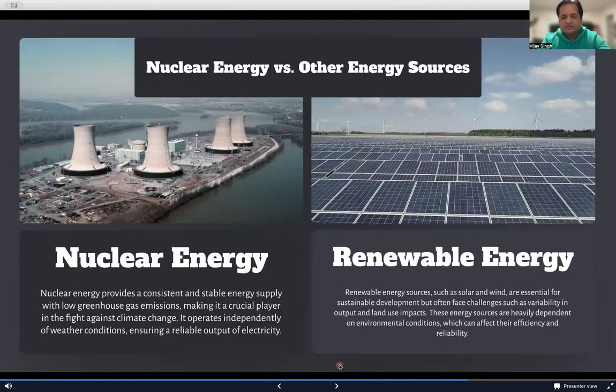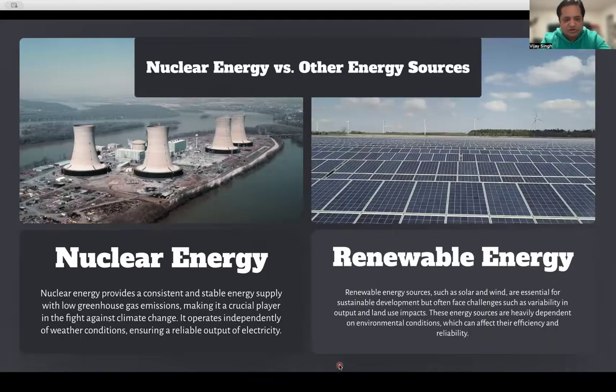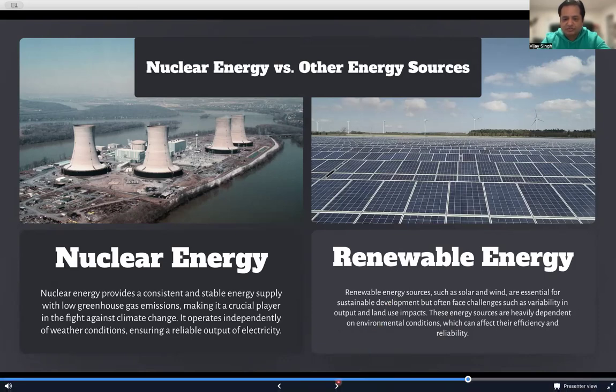So when you compare nuclear energy with other sources, nuclear energy provides consistent and stable energy supply with low greenhouse gas emissions, making it a crucial player in the fight against climate change. It operates independently of weather conditions, ensuring a reliable output of electricity. Renewable energy, such as solar and wind, are essential for sustainable development, but often face challenges such as variability in output and land use inputs.